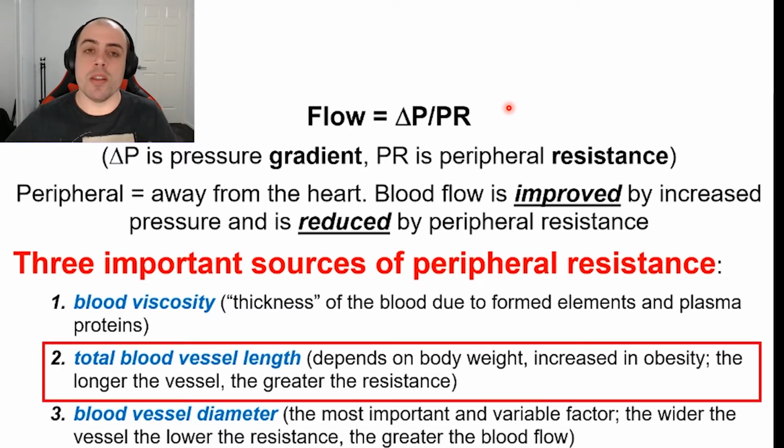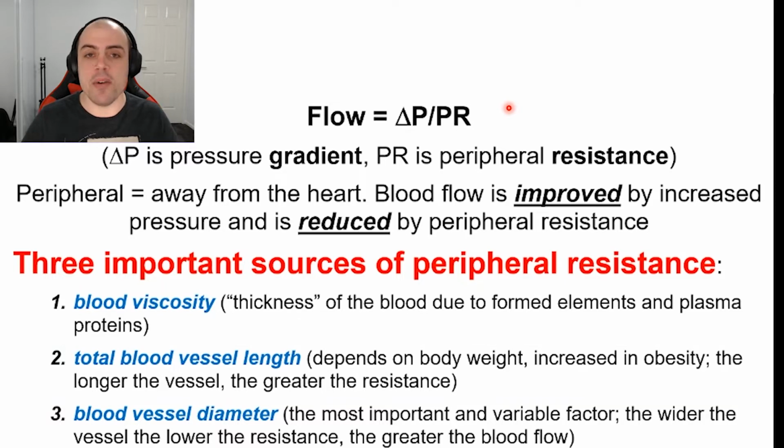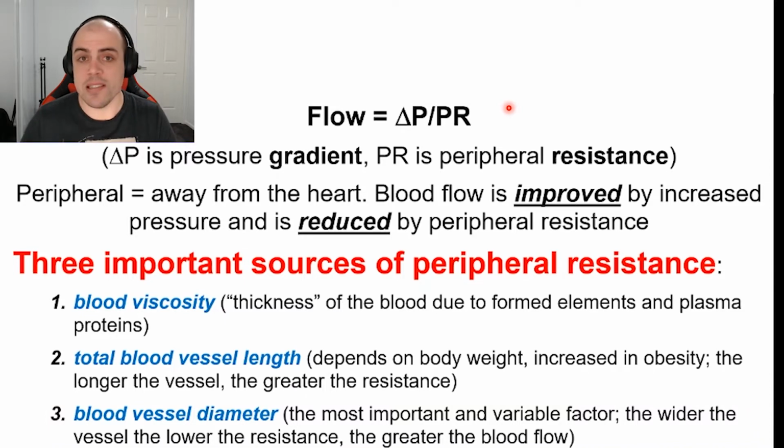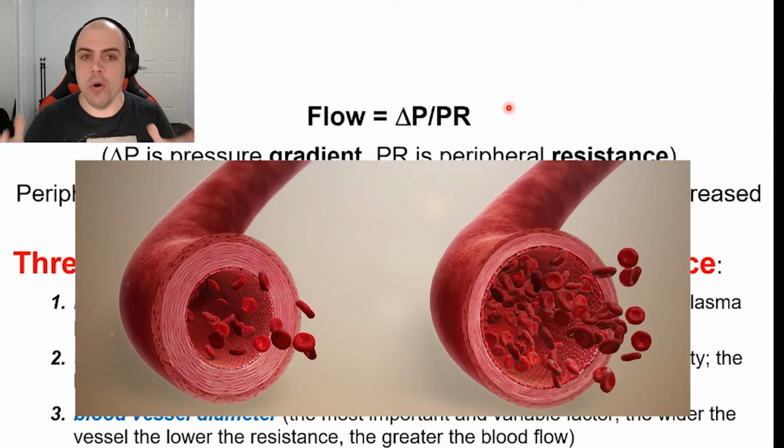The second one is total blood vessel length. And this is a big thing with obesity especially. What happens there is that the longer the blood vessel is, it means that there is more contact, or more resistance, between the blood vessel and the blood. Now, granted, we do have a lot of epithelial tissue to minimize that resistance, but it is still there. It is impossible to have a system with zero resistance or zero friction in that regard. And the last one, and the one that we as a physiological system have the most control over, is blood vessel diameter. What we can do here is change the amount of peripheral resistance by vasodilation or vasoconstriction.